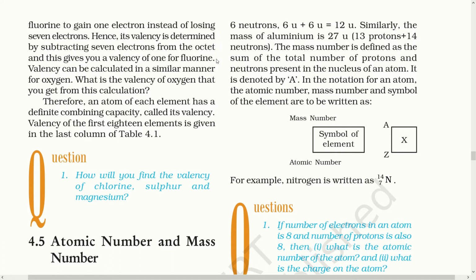So, the number of electrons present in the outermost shell is not the valency of any element. It is the valence electrons of the element. The valency of the element would be the electrons that are lost, shared or gained to complete an octet.